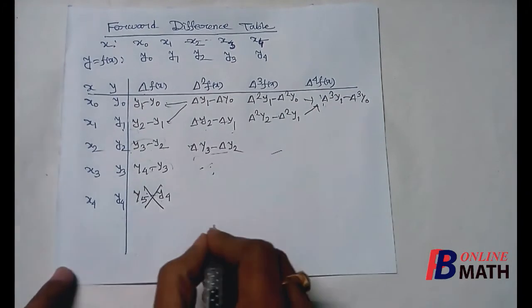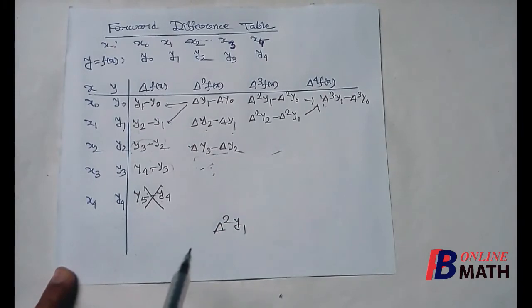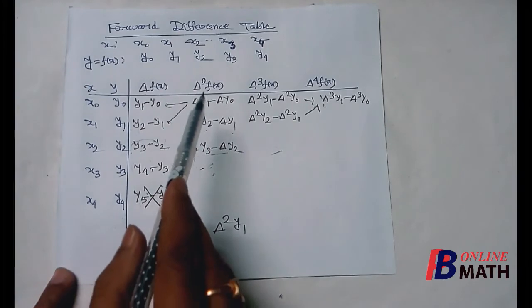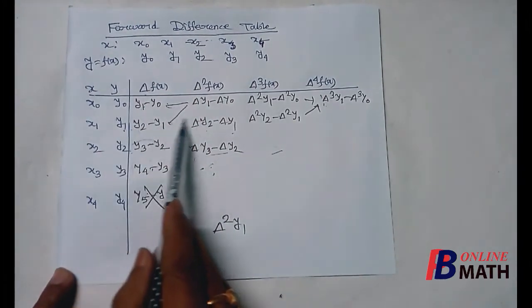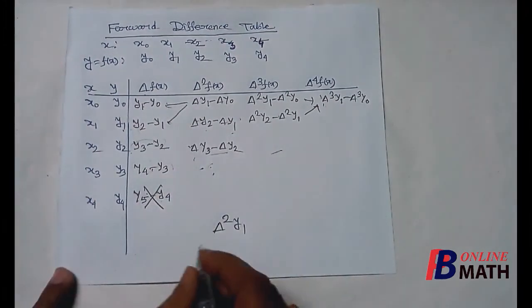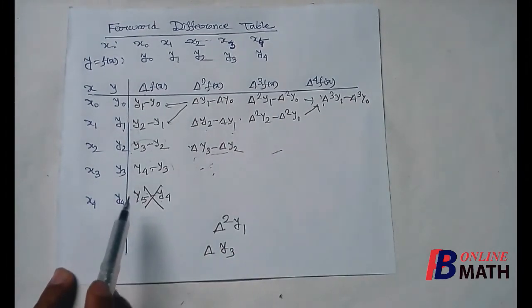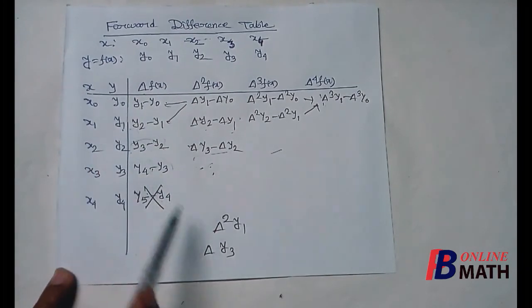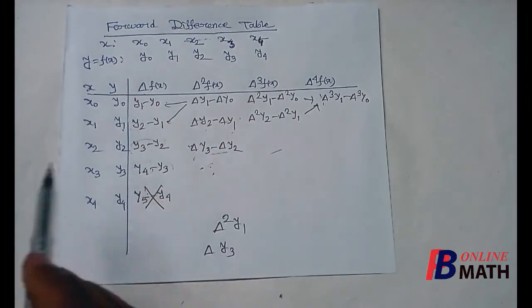As for example, suppose we need to compute delta square y1. Then from the table, we have to find the column of delta square. So this is delta square, then y1. Now this is y1. So this value is delta square y1. Suppose we need to find delta y3. Now from the column of delta, we need to find delta y3. Now this is y3, so this value is delta y3.